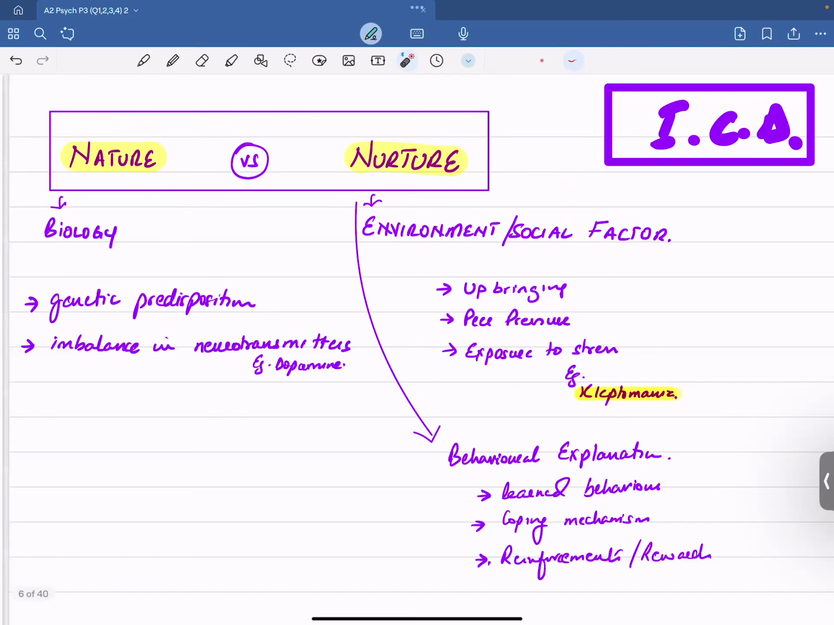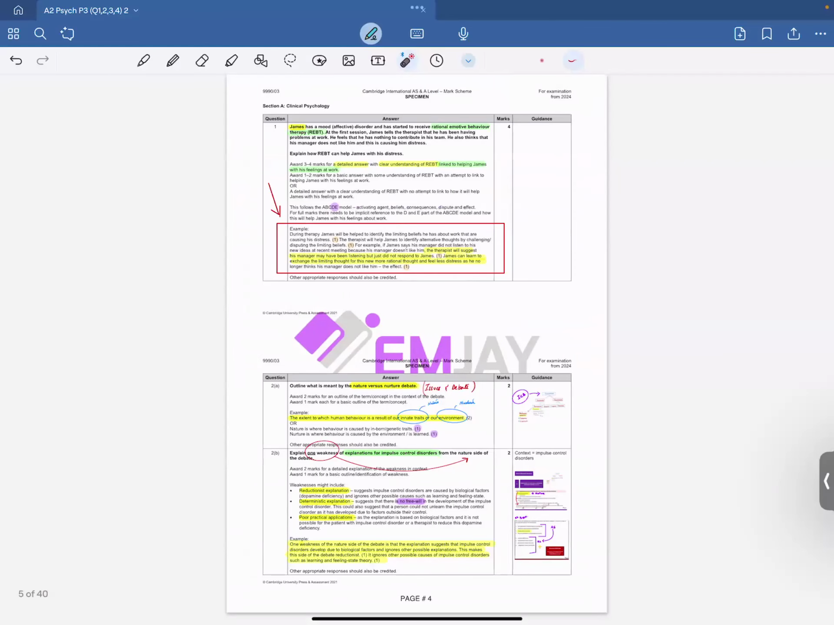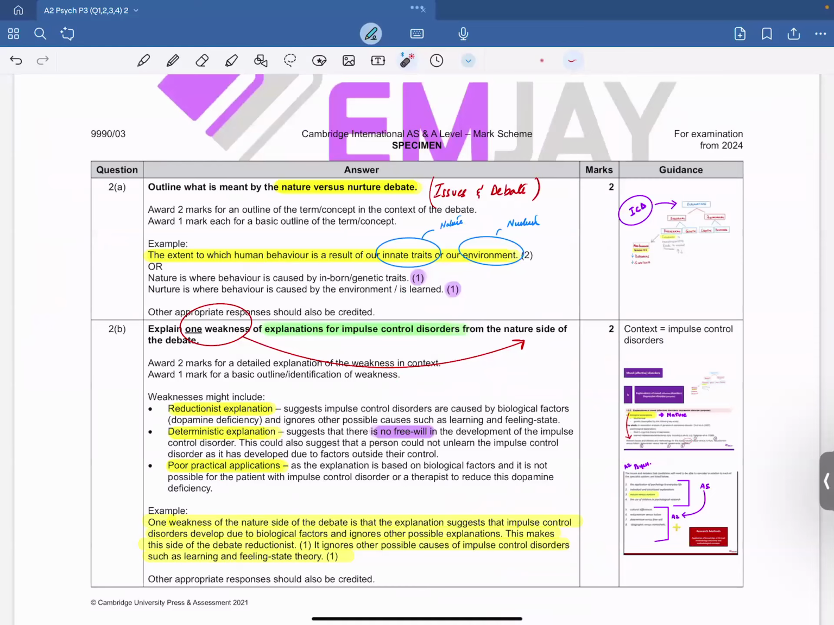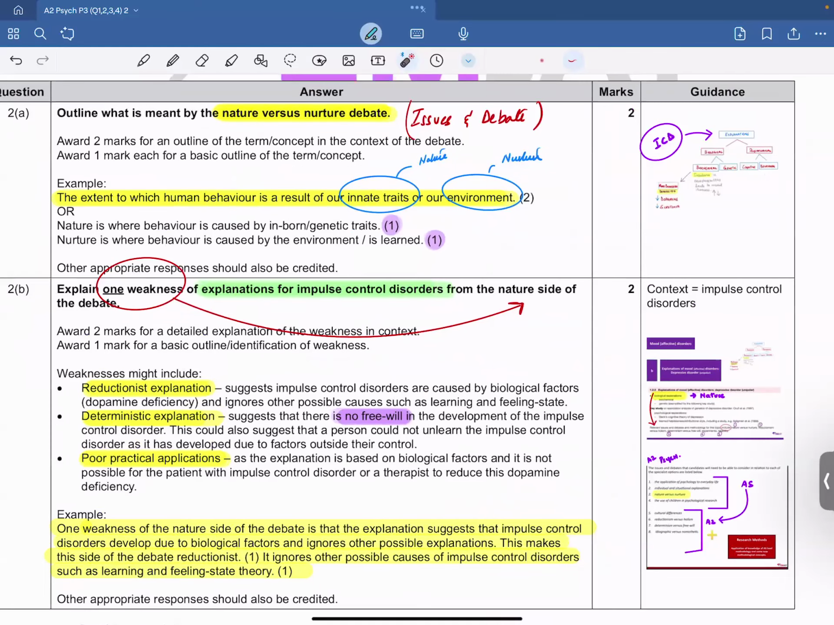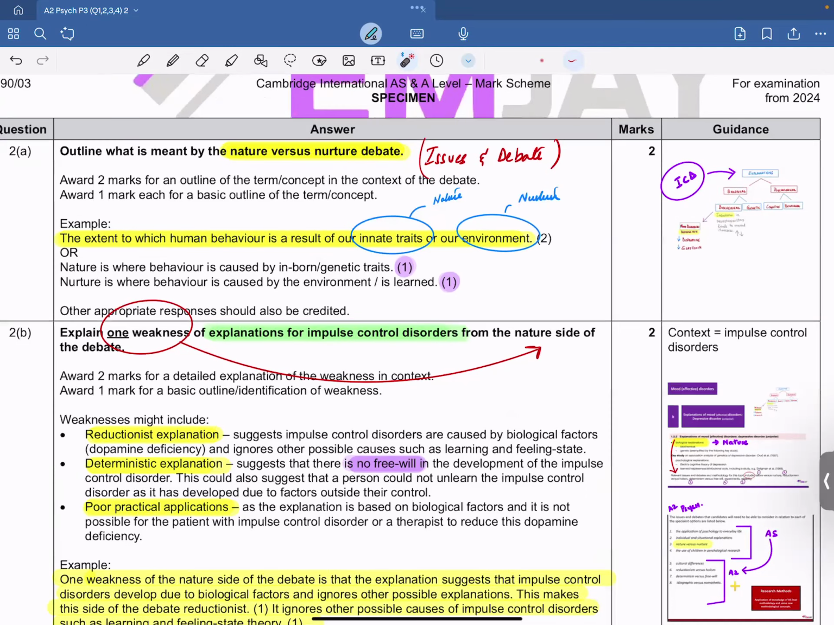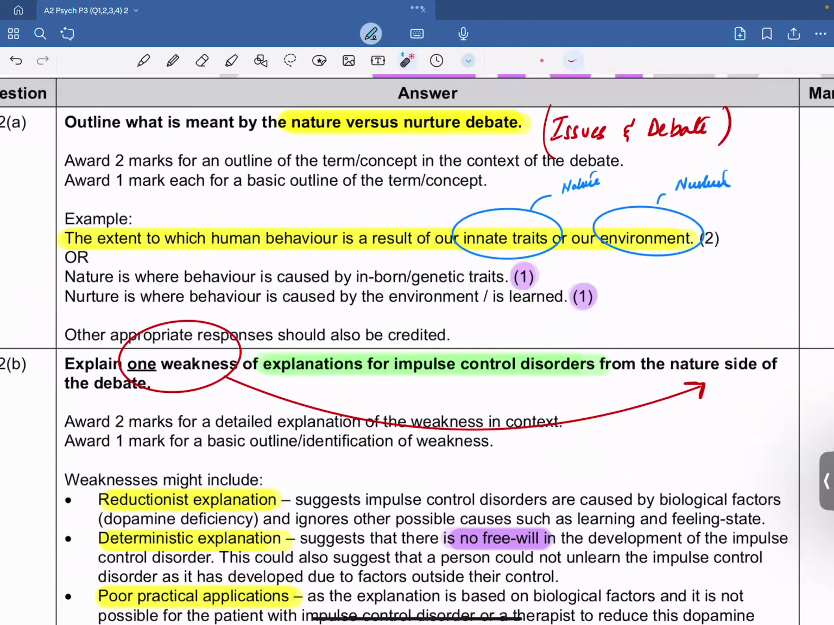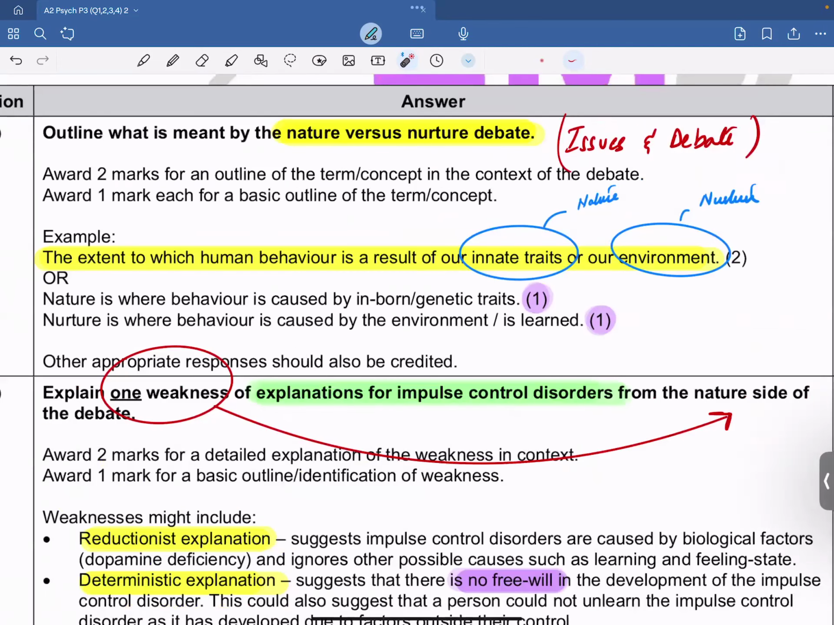So, having a look at the question again, outline what is meant by the nature versus nurture debate. This happens to be a 2 mark question. So you could just write the extent to which human behavior is the result of innate traits or environment. When you're using the word innate traits, you're automatically referring to nature, whereas when you're using the word environment, you're automatically referring to nurture over here, right? So this is how you could score a 2 on 2.